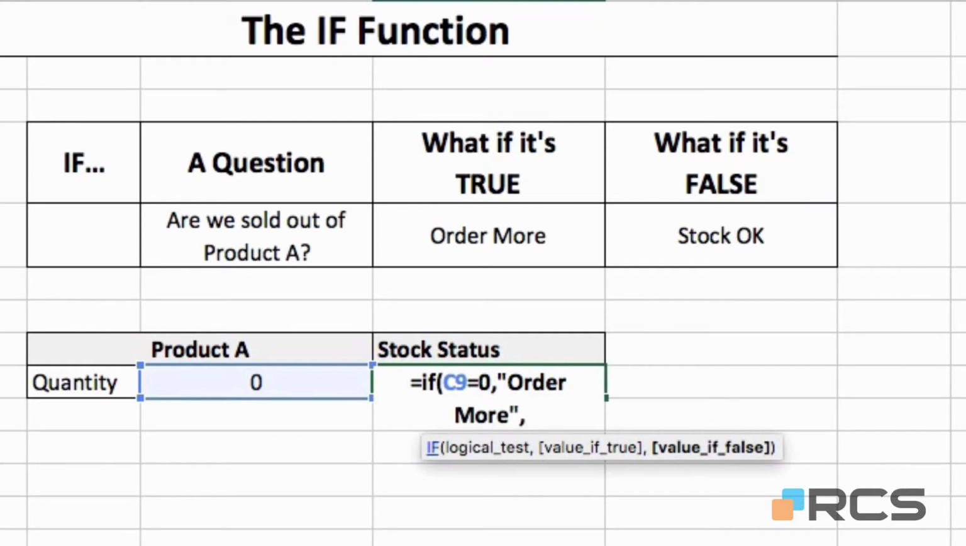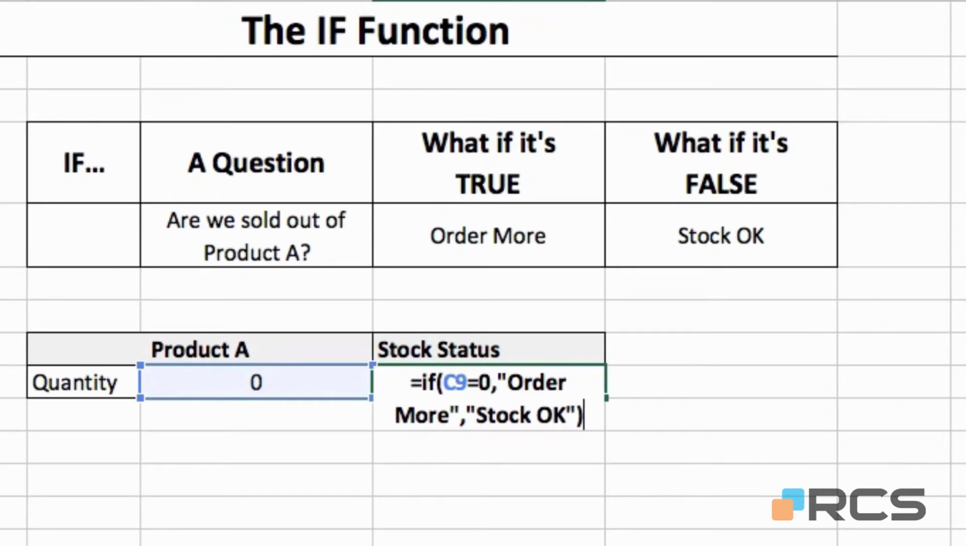The third and final part of the if function is what would I like to appear in the cell if the question is false. In other words, if we do have stock available, I'd like the words stock okay to appear, so I simply type out again between quotation marks, stock okay. Again, close the quotes, and then close the bracket or parenthesis to complete the function.